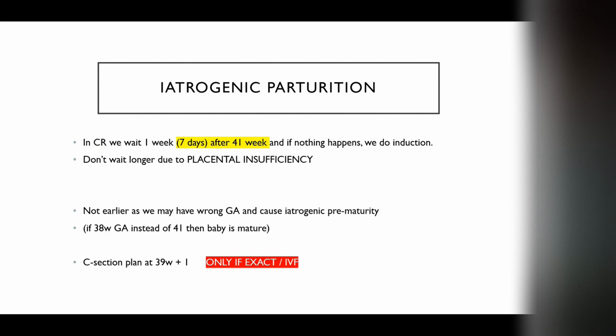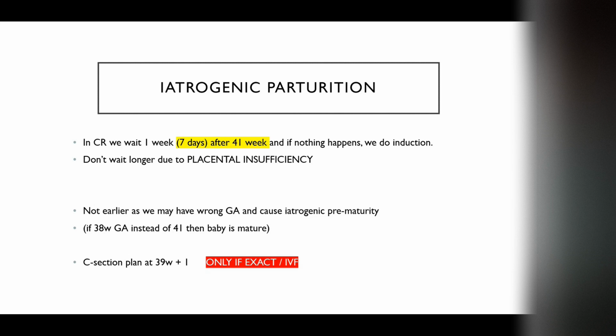So you say, you know what, 39 plus 1, let's do a C-section, take the baby out, okay? That's the only way you can do it based on your theory, okay? But in nature and natural fertilization, we might have the wrong gestational age. Our estimation is not so good. So for example, if the baby is 38 weeks gestational age instead of 41, as we predicted, the baby is mature, so I can take it out on 41 and not make any problem to it, okay?